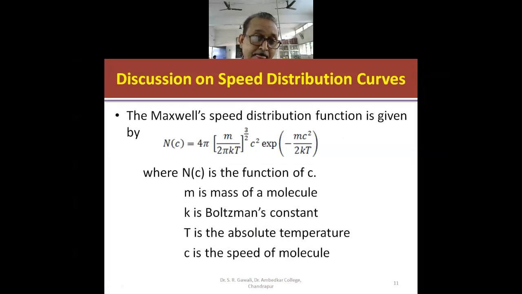So, after this, we will see the discussion on the speed distribution curve.